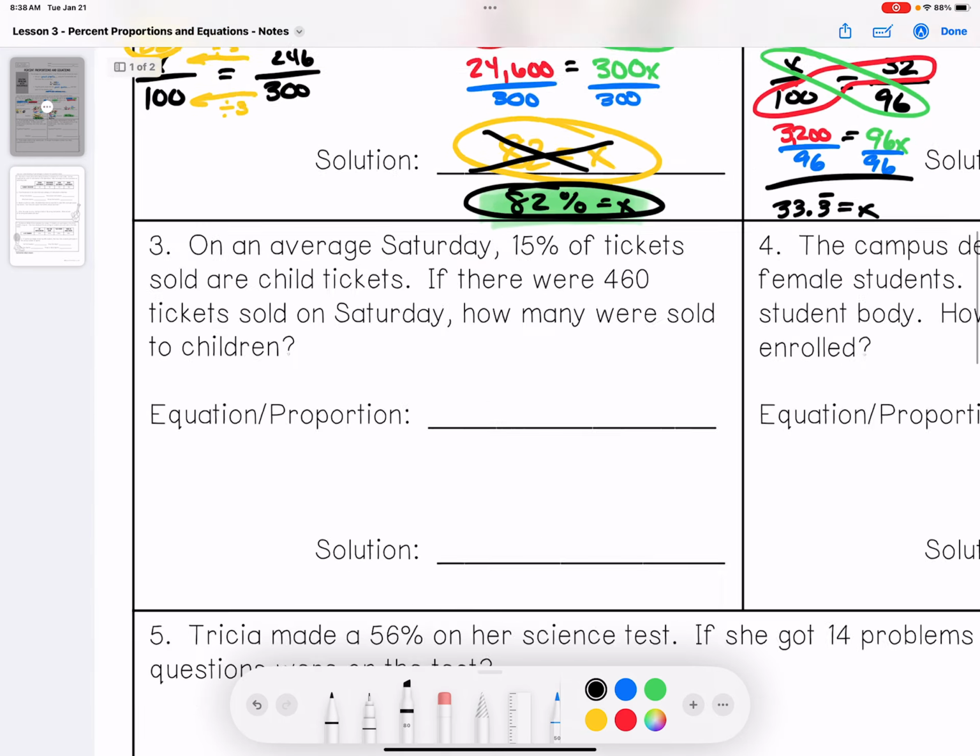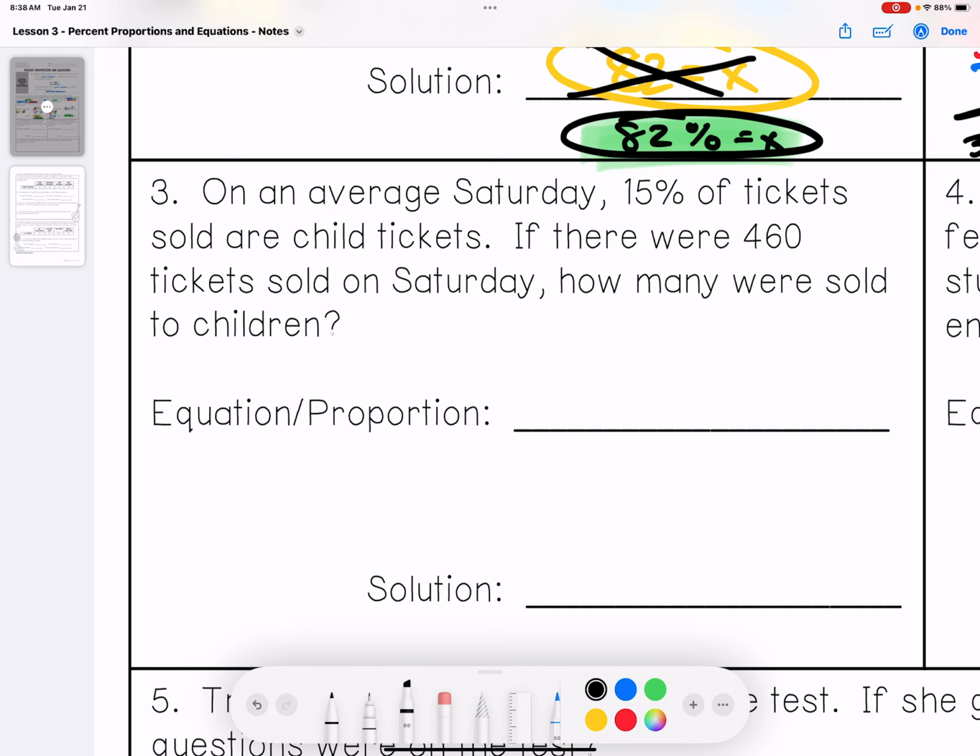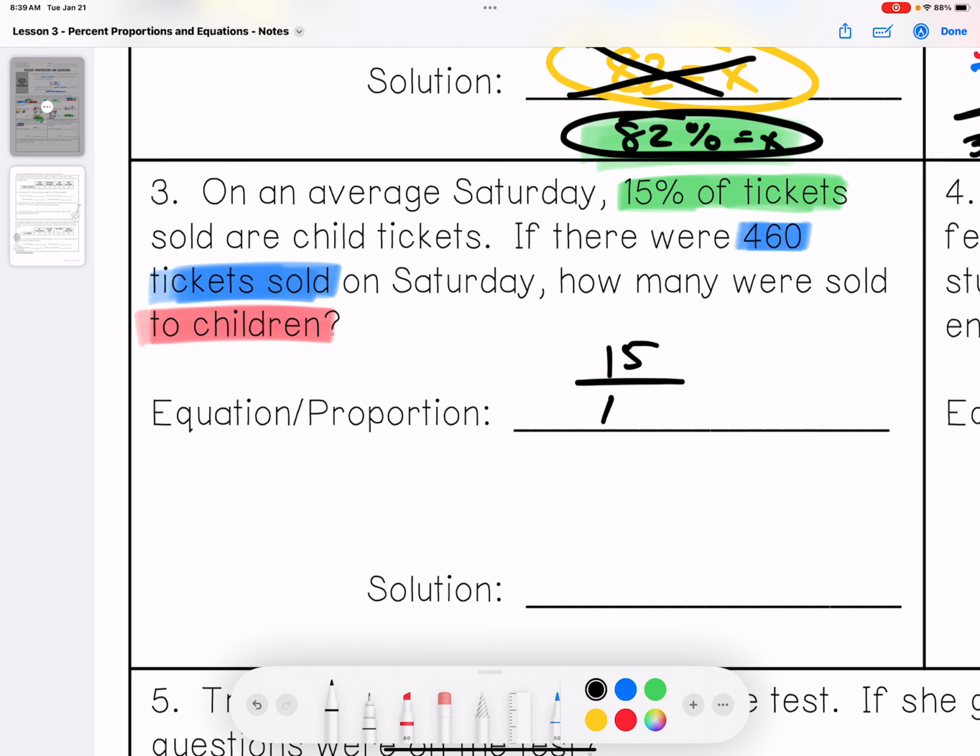All right, number 3. On an average Saturday, 15% of tickets, so we got percent this time, so we're not looking for percent this time, are sold to children. There were 460 tickets sold. How many were sold to children? All right. We know the percent this time. We know it's 15 over 100. Now, Coach, there's no of and there's no is in this sentence. So which one's which? Well, we got to think about it.